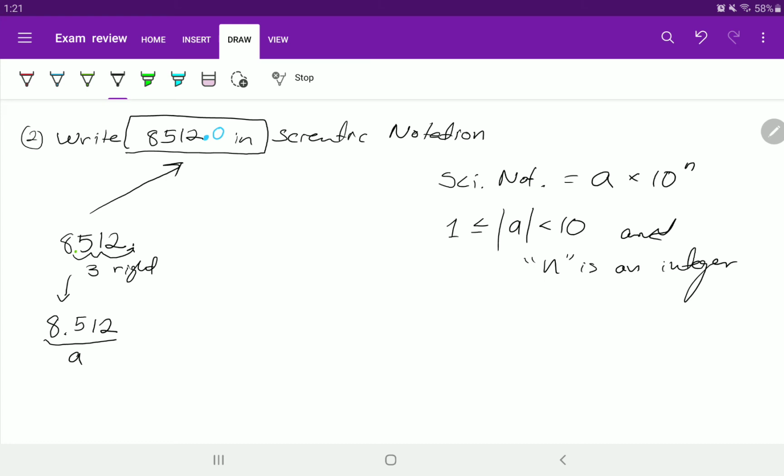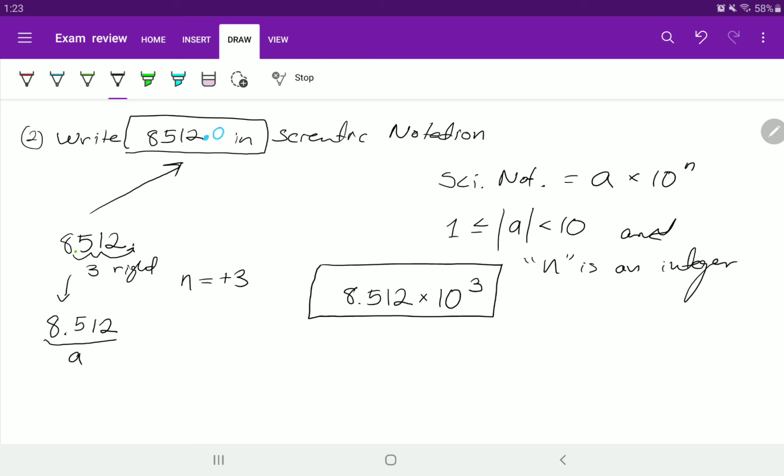And the way I move my decimal and the number of times I move my decimal will indicate the n, which is the exponent on my 10. So because I move 3 to the right, my n is going to be positive 3. If I move it to the left, it would be negative. So when I write this in scientific notation, that is going to be 8.512 times 10 to the 3rd power. And that is the solution.